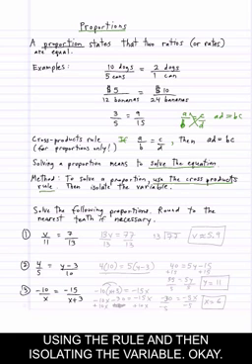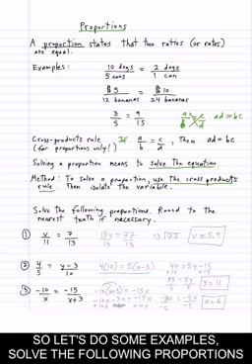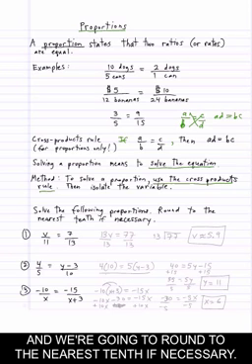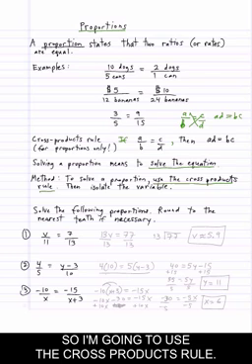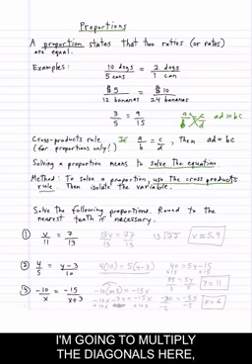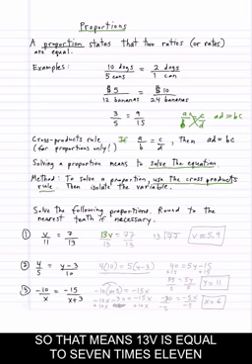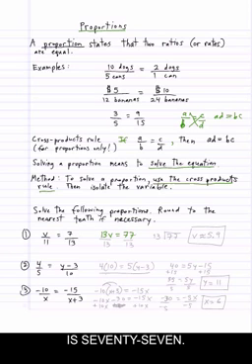Okay? So let's do some examples. Solve the following proportions, and we're going to round to the nearest tenth if necessary. So the first one says V over 11 equals 7 over 13. So I'm going to use the cross products rule. I'm going to multiply the diagonals here. So that means 13V is equal to 7 times 11 is 77.